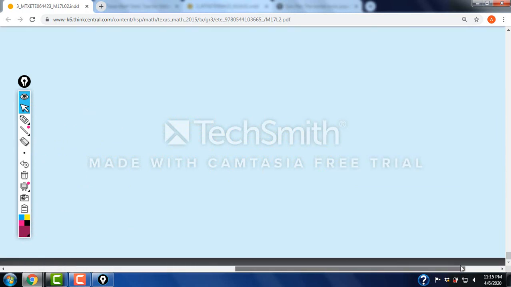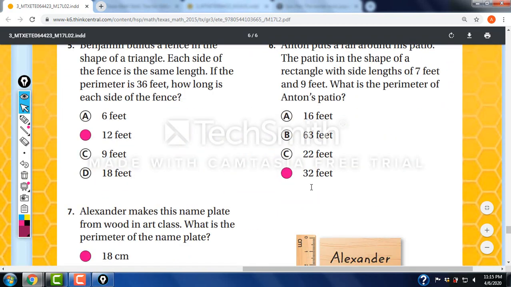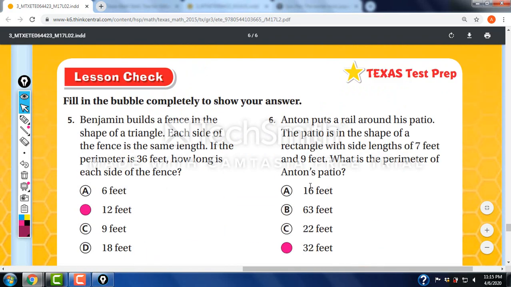The last page. Okay. And again, here we have the rest. Here's a building a fence and a triangle. Each side of the fence is the same length. If the perimeter is 36, so you know you have 3. Okay, so you divide 36 divided by 3, and your answer is 12. You know your triangle has congruent sides right there, and it tells you that's the same length.